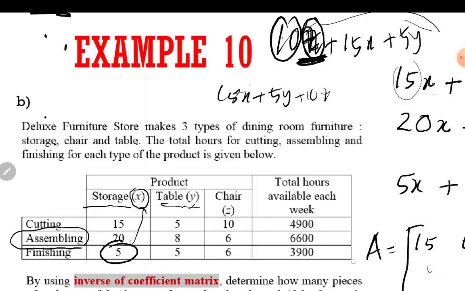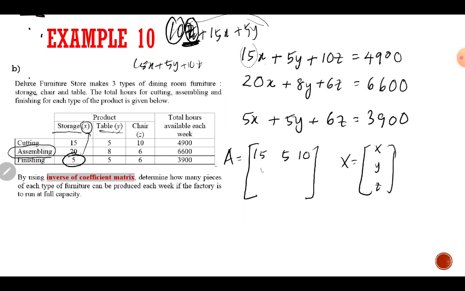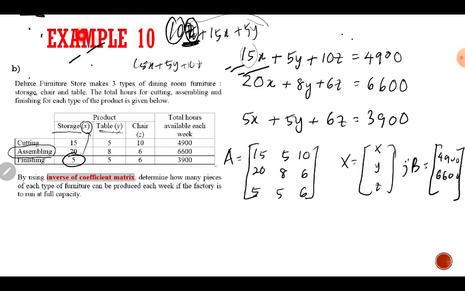Okay. And then here we have 20, 8, 6. Kalau you multiply balik pun 20X plus 8Y plus 6Z. Okay. Then we have 5, 5, 6. 5X plus 5Y plus 6Z is equal to 300. Matrix B you sekarang adalah, okay, our matrix B is 4,900, 6,600 and 3,900. Okay, I guess all of you know what to do kan.